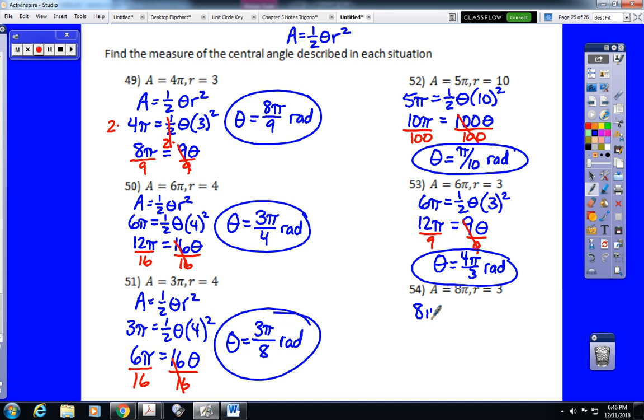And finally, 8 pi equals 1/2 theta times r squared, which would be 3 squared. Multiply each side by 2 and square the radius. Divide by 9. That does not reduce. So theta would be 16 pi over 9.